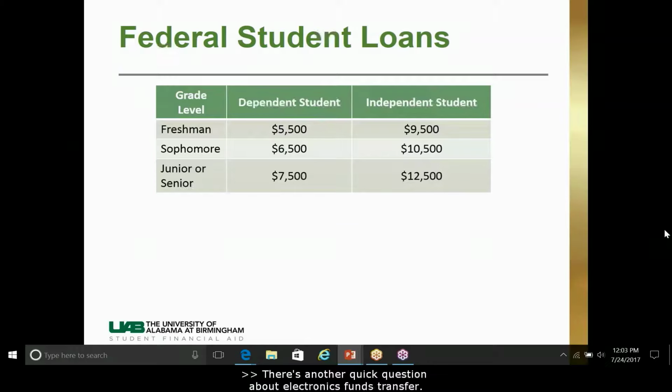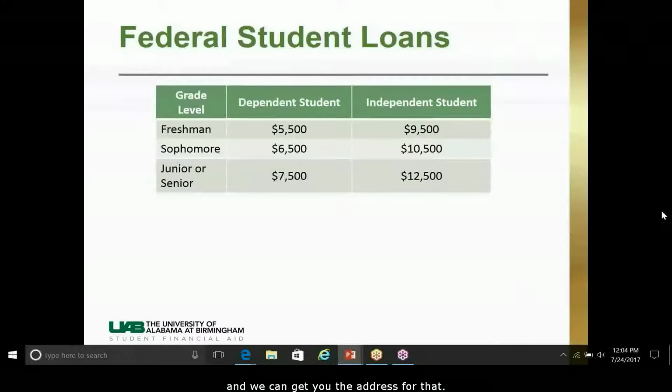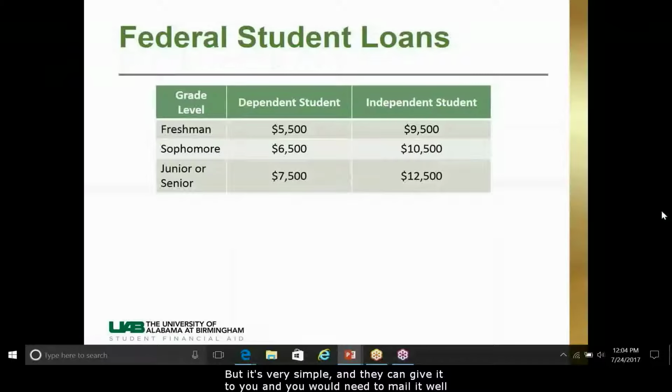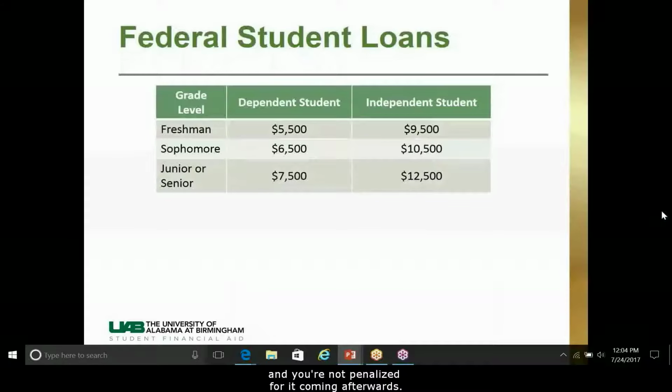There was another quick question about electronic funds transfer. Since we do not accept electronic funds transfer, we only use credit cards. Do I just pay by a personal check? The answer to that would just be yes. You can email the One Stop at uab.edu, and we can get you the address for that. Unfortunately, I don't have it memorized, but it's very simple, and they can give it to you. You need to mail it well in advance of the payment deadline so that it meets that deadline, and you're not penalized for it coming afterwards.